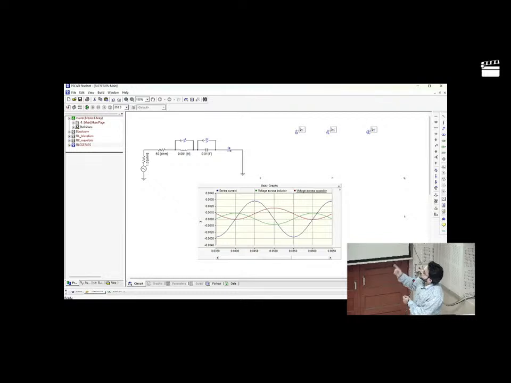Now you should remember one thing: why is the voltage across the inductor not exactly 90 degrees leading the current, or the voltage across the capacitor not exactly 90 degrees lagging the current? This is because this is an RLC series circuit. In this case we have to calculate the phase angle, and these waveforms are lagging or leading each other by exactly the phase angle value, which is tan inverse of XL minus XC by R. So this shows the output waveform.